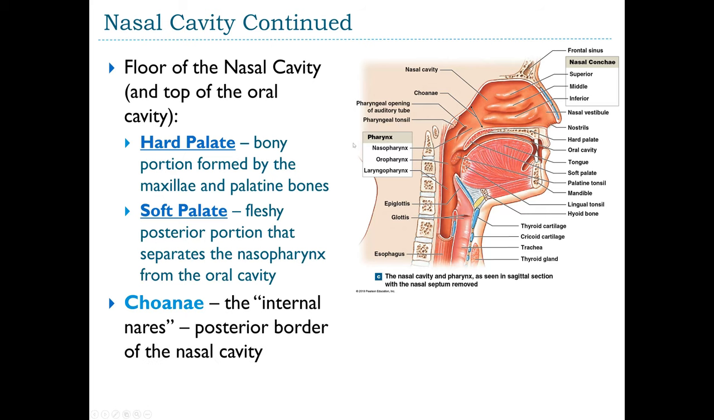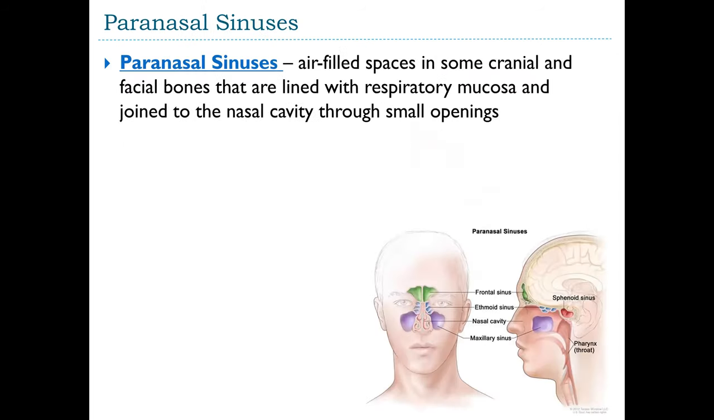So as mentioned before, the choanae is another name for the internal nares. So this is the posterior border of the nasal cavity. So the nasal cavity runs from the external nares or nostrils to the choanae or internal nares. Also, the nasolacrimal ducts that we talked about in chapter 17 when we looked at the eye empty into the nasal cavity. And as mentioned in chapter 17, this is why you get a runny nose when you cry.